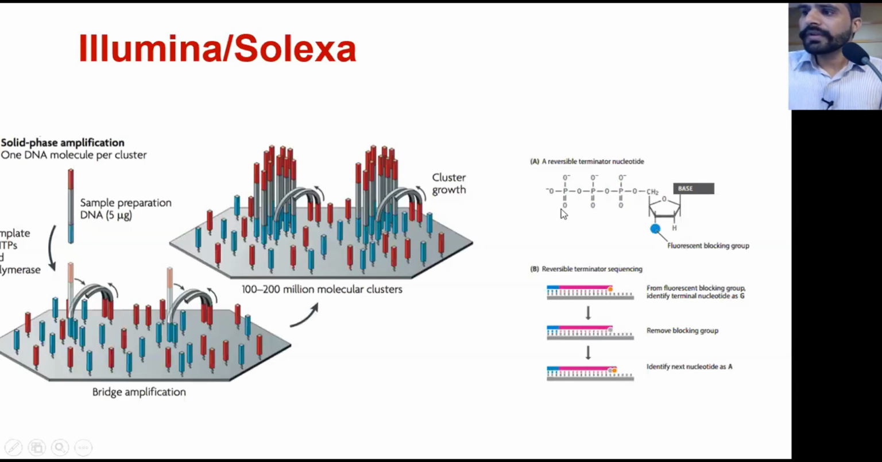For sequencing, we have nucleotides that are labeled differently. All four nucleotides are labeled differently. Whatever nucleotide is incorporated, it gives light of a different color, and that light is detected by a detector, and this is how we perform sequencing by Illumina. Is it clear? Yes, sir.